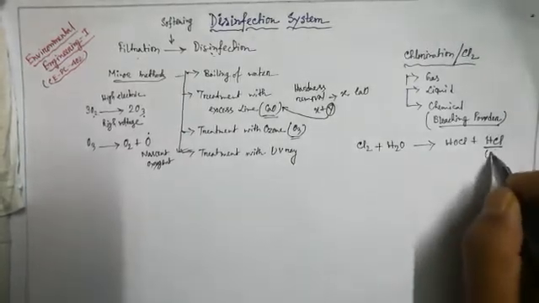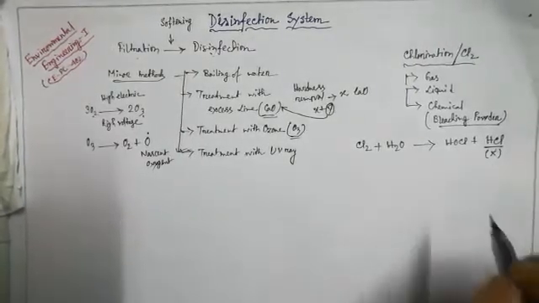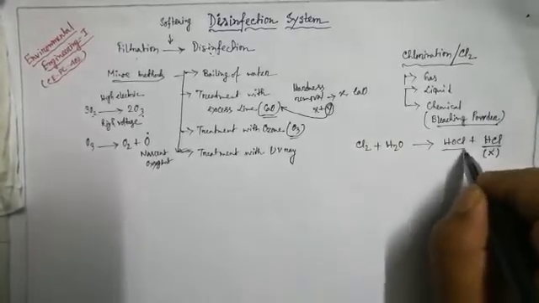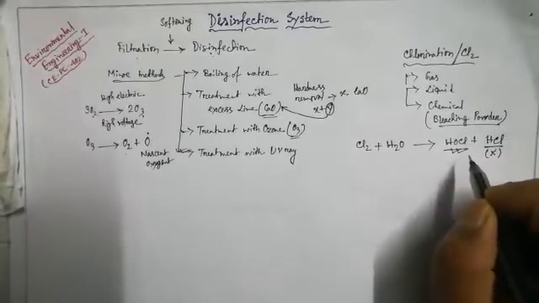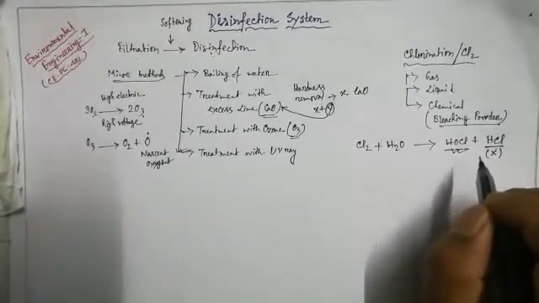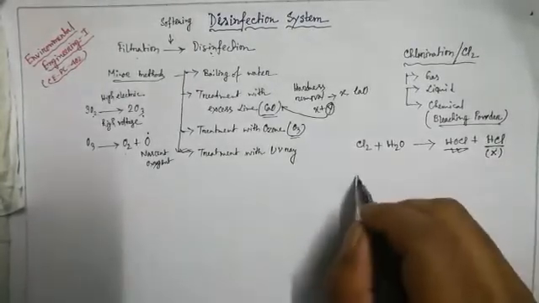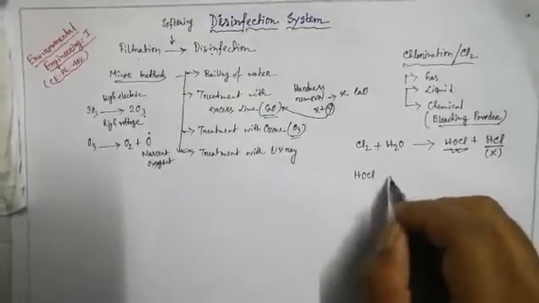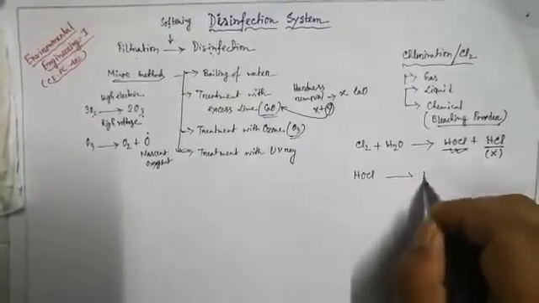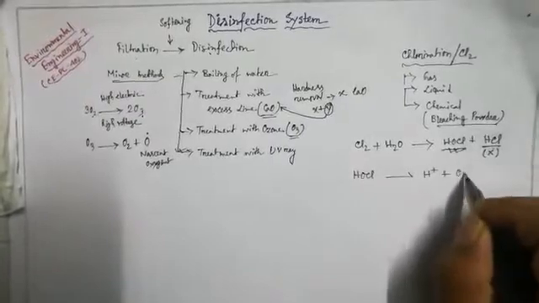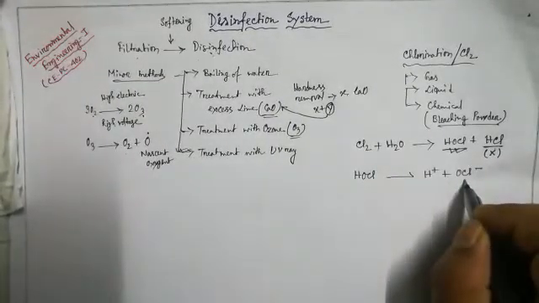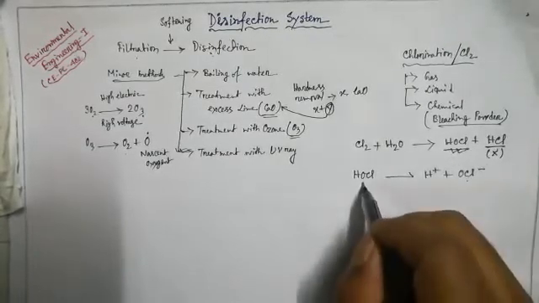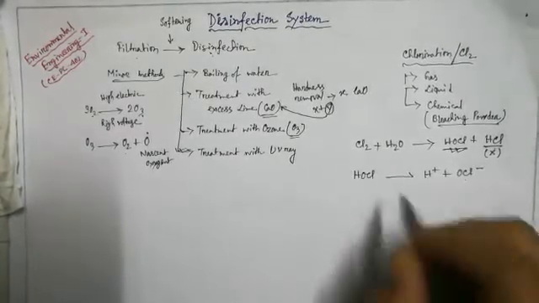So this gas has no power for the disinfection system. Whatever is produced here, HOCl, is known as hypochlorous acid. Always remember, this is known as hypochlorous acid. Now this hypochlorous acid will again dissociate into two parts, H plus and OCl minus. This OCl minus is known as the hypochlorite ion. This is hypochlorous acid, and this is the hypochlorite ion.